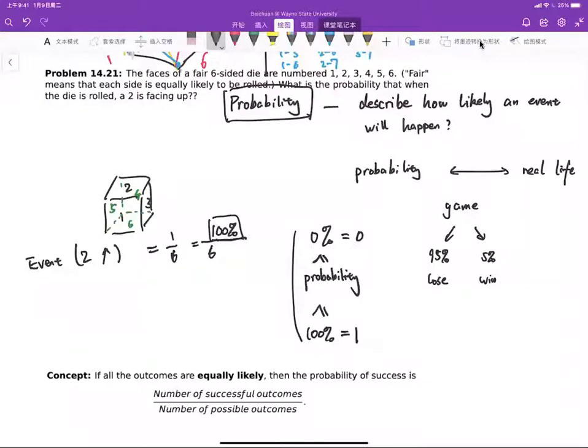Well, then can you consider the next case? For example, if this is not a square die, but a die like this, and you can see that there are only 4 sides. So 1, 2, and the left side is 3, and the bottom side is 4. Then can you tell me the probability that when the die is rolled, a 1 is facing to us?